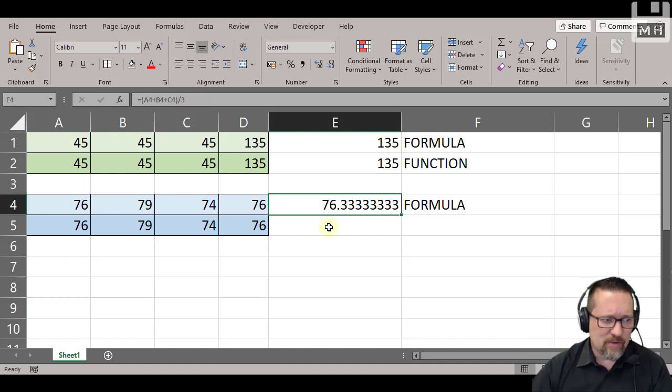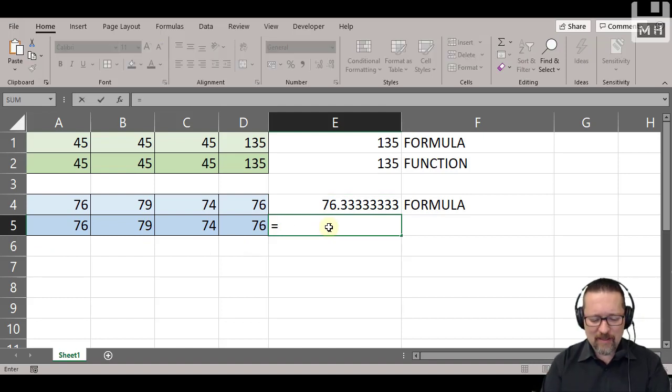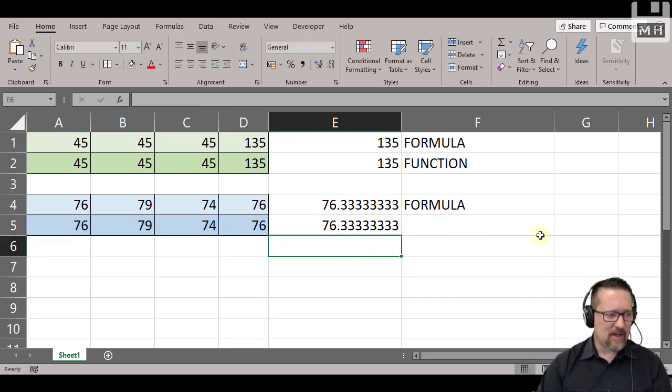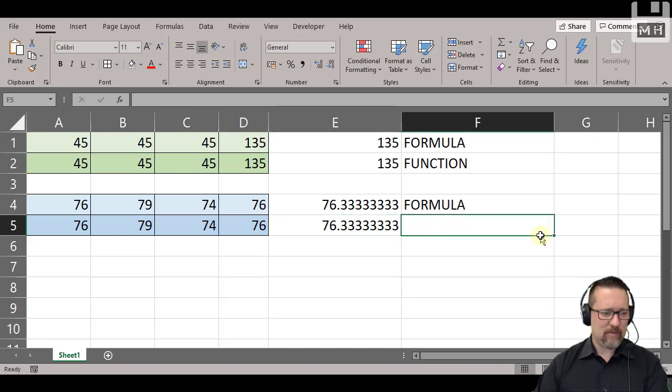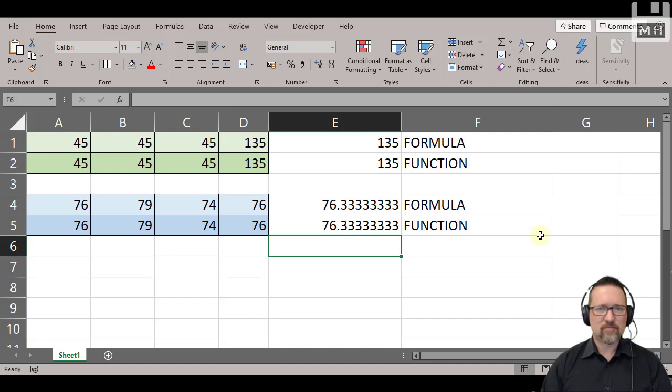Now, we can use a function to do this for us instead. A function really does make life easier. So equals, and I've got a function called AVERAGE. There you go. So I just say, equals AVERAGE, select the range of numbers that I'd like it to work with, complete the parentheses there, and there you go. Let me just type that in for completion's sake. There we go. I hope that makes sense. I hope you've understood the difference between a formula and a function.